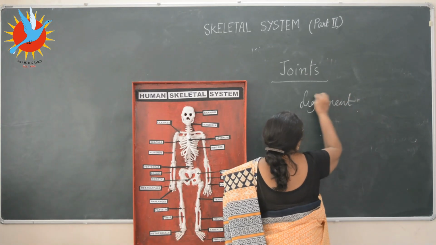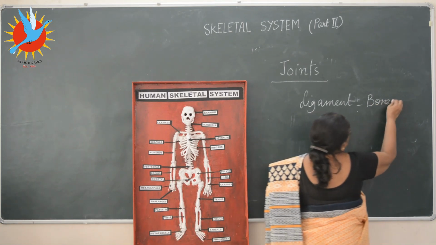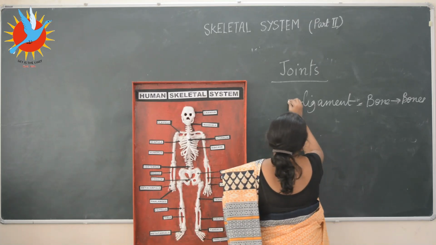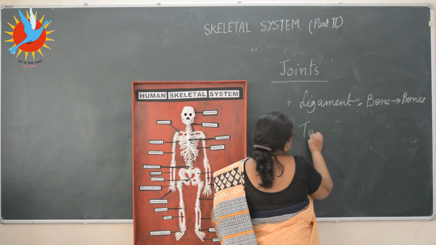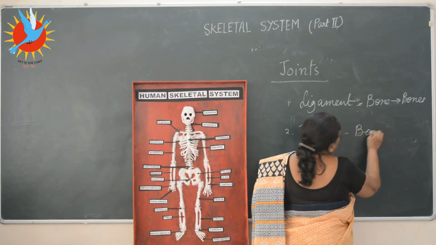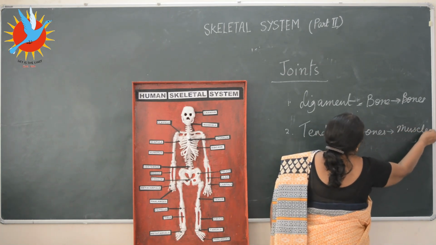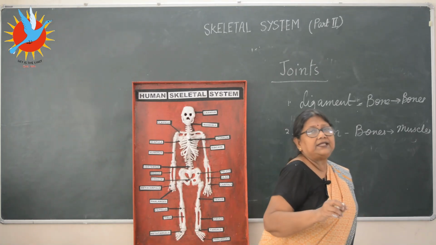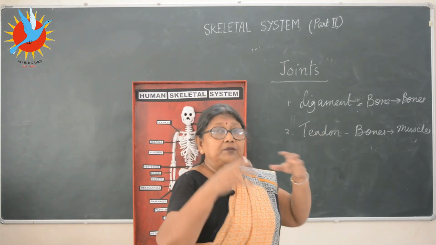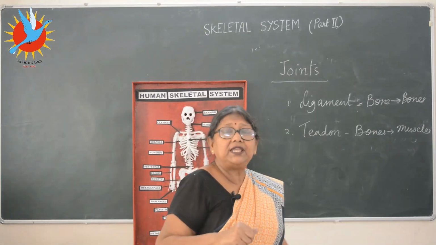We'll learn two terms. Ligament is the one which joins bones to bones, and the other one is tendon, which joins bones with the muscles. So wherever there is a joint, there will be either tendon or ligament. The ligament joins bones to bones, and the tendon is the tissue which joins the bones with the muscles.